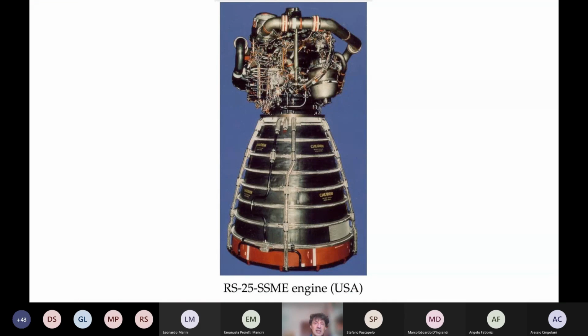This is, on the other hand, the SSME, the main engine for the space shuttle, the space transportation system, and you have here a clear bell nozzle profile. So it's again a parabolic, let's say roughly parabolic profile, but you can see here a more careful design to obtain the best performance. And consider that this is an engine operating from sea level to vacuum.